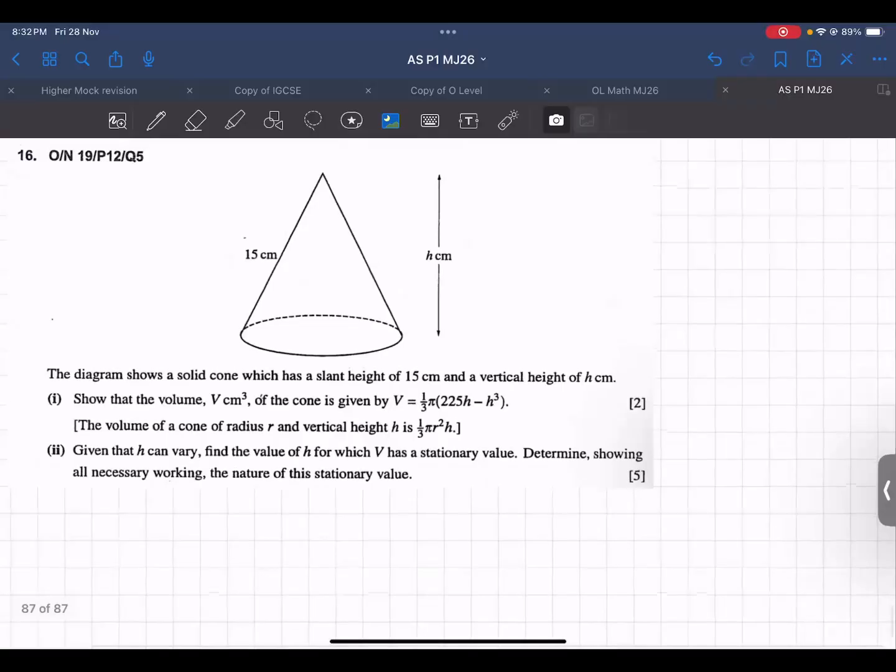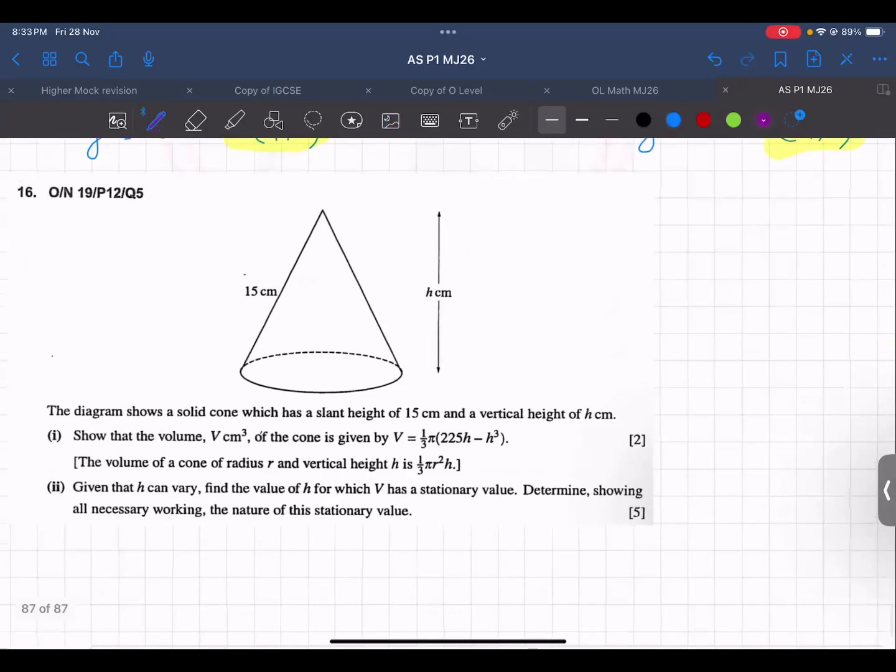Okay. The diagram shows a solid cone which has a slant height of 15 and a vertical height of capital H. Show that the volume of the cone is given by this. Okay, first of all, what is the formula for the volume of a cone? It is 1 upon 3 pi r square h.